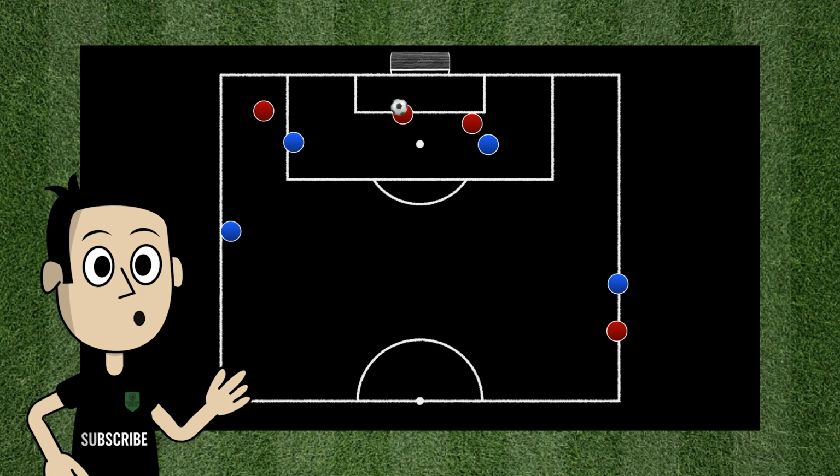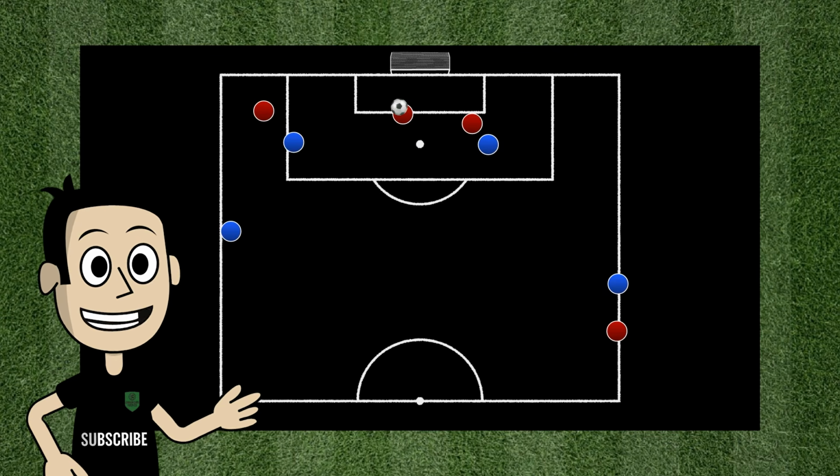At older age groups, you might also add overlaps and underlaps, movements where a wide player's run either goes around or inside the ball carrier. These create extra problems for defenders.